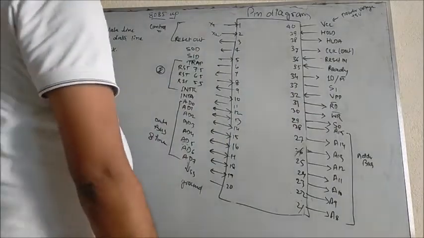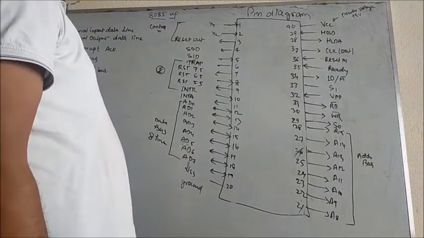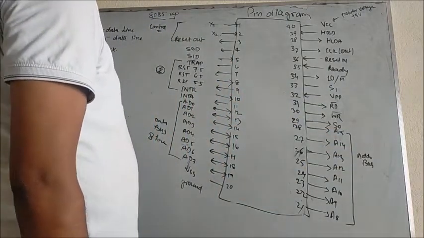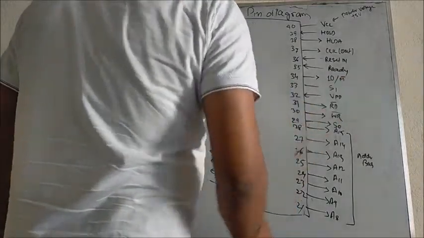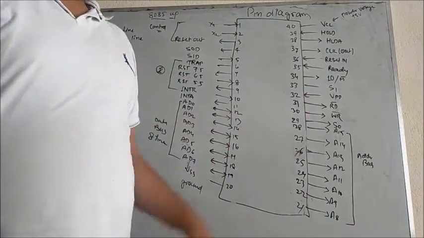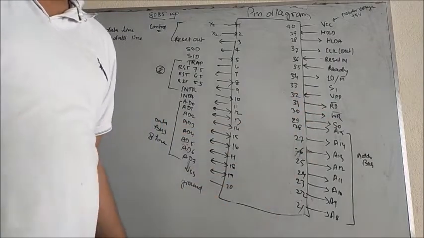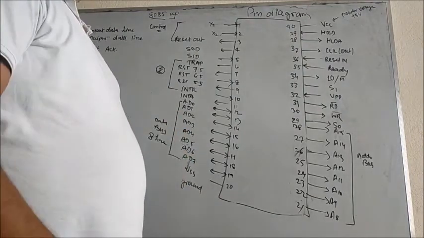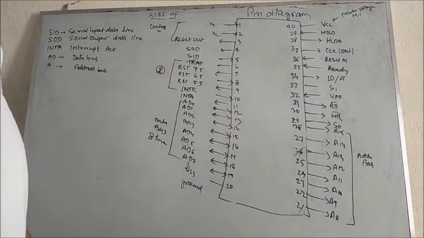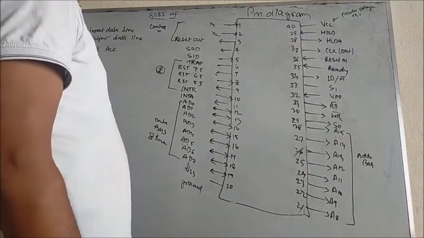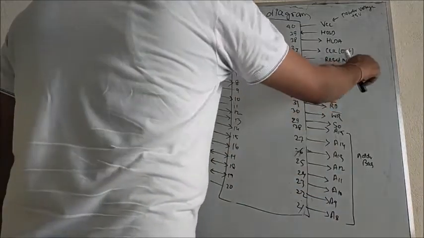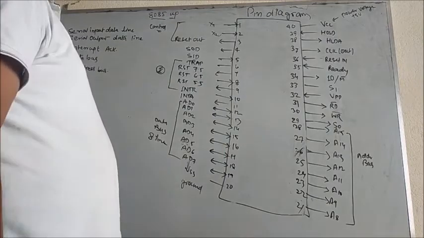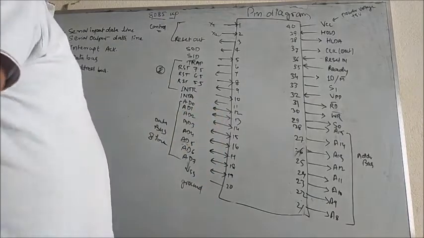RD and WR are nothing but your read and write operations. RD is for read operation and WR is for write operation. Next, very important, IO/M. IO means input output, right? And M is for memory. Okay, next one is READY. Whether your pin is ready for taking some operations or not, for that we use the READY port. Next one is RESET IN, right? Reset in means suppose you have to reset the entire operation, so you can reset it.